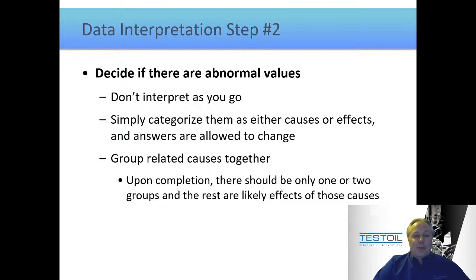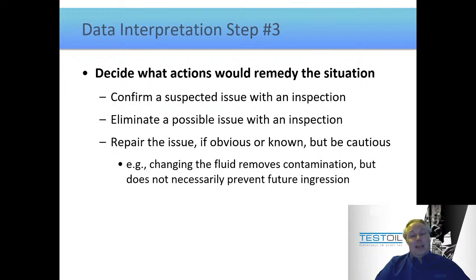When the value is abnormal, all I'm asking that you do is classify it as either a cause or an effect. When we get to the end of the report, all of our causes should be able to be grouped together as either 1 or 2 causes, and everything else in the report is merely an effect. What the last step entails is actually looking at those causes and trying to see if we can figure out what to do next. The what to do next is often either a confirmation of a reasonable thought that this is probably why that is happening, or sometimes it's elimination.